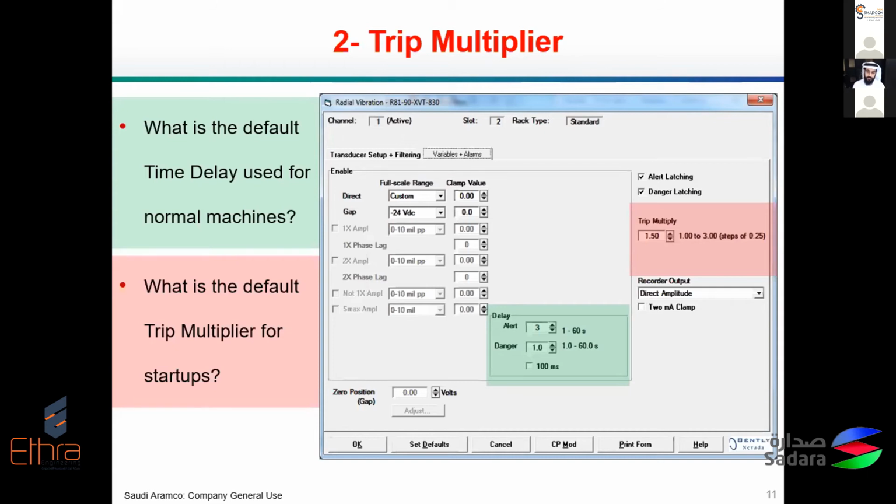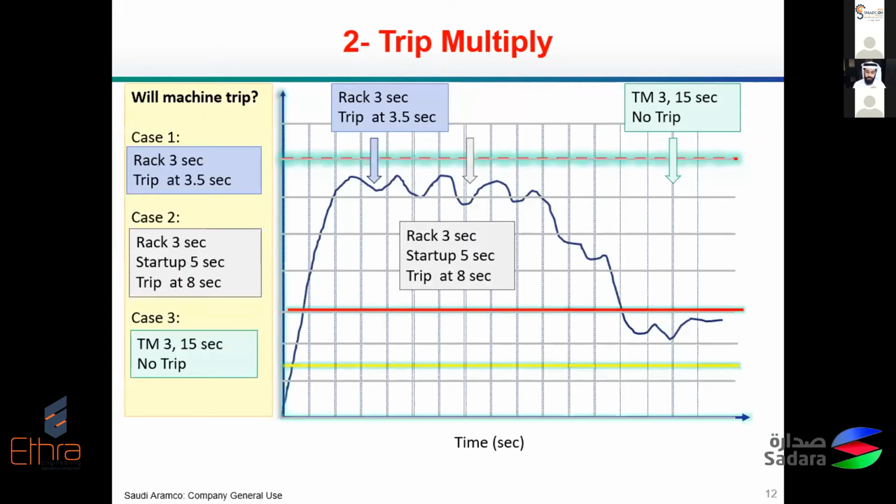So we can see here that this trip multiply, which is actually coming as 1 in the default configuration, needs to be changed as per the machine itself. Now, when we go to the time delay, you can see them in the green box down below.